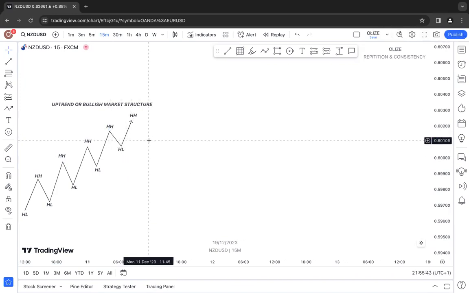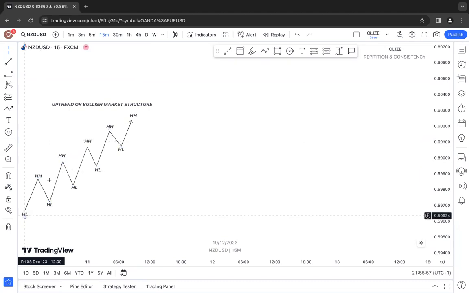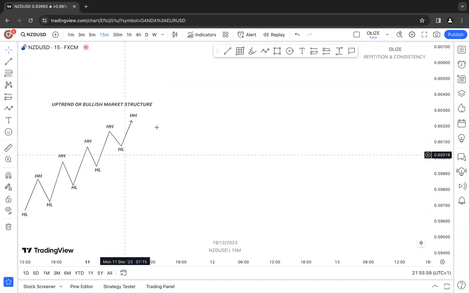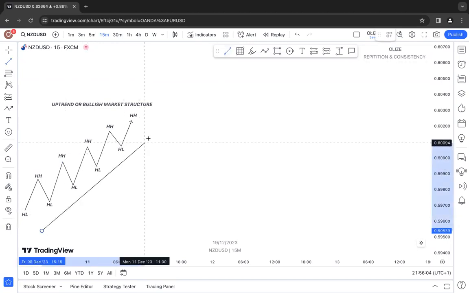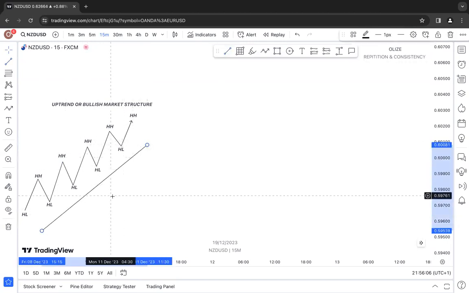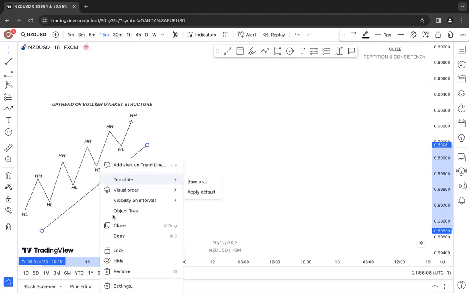Okay, so I said what? Bullish or uptrend is the type of market structure where price is creating a series of what? Higher lows and higher highs to the upside. This is our bullish or uptrend market structure.